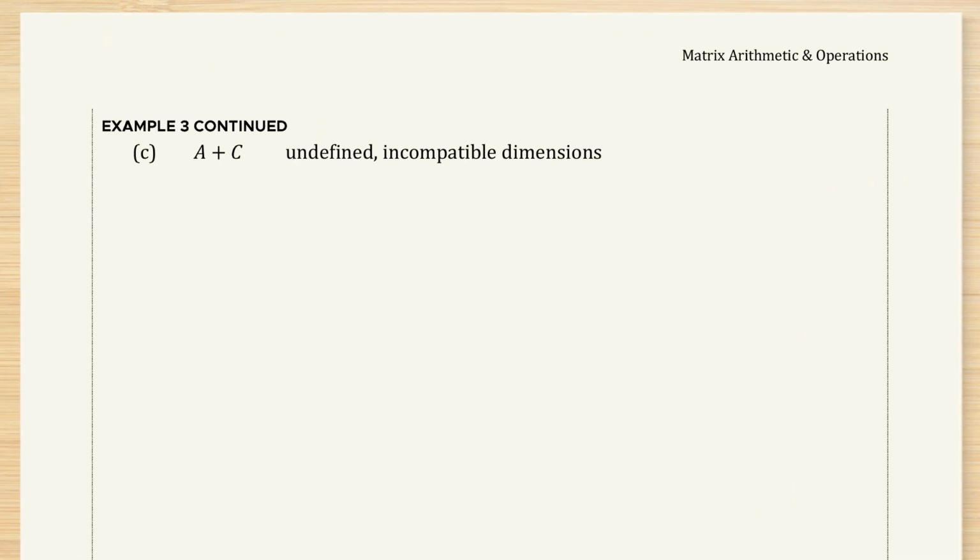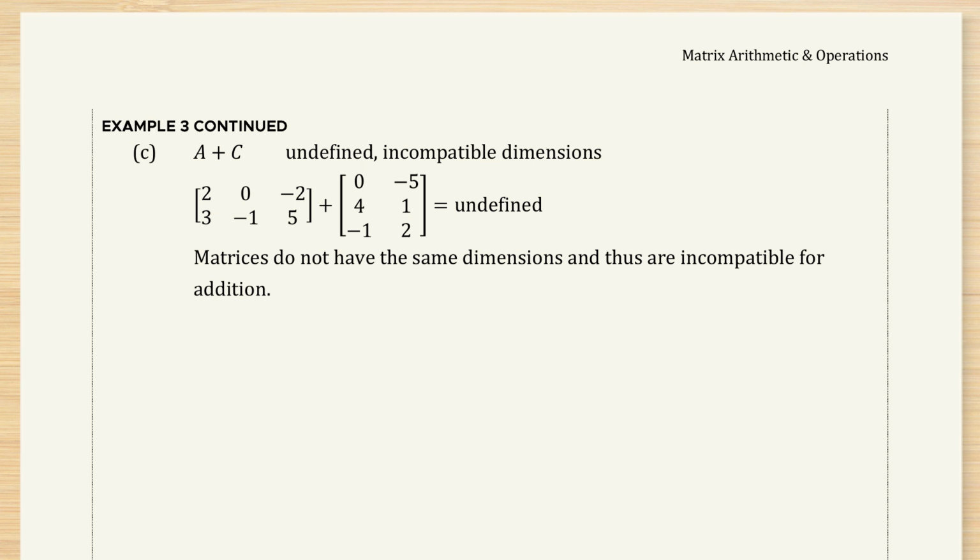A plus C is undefined because we can't add element by element. We would have too many elements or too few elements. We can just add some of these and see what happens. 2 plus 0 is 2. 0 plus negative 5 is negative 5. Negative 2 plus, we ran out of elements. Since A and C have different dimensions, we cannot add or subtract these two matrices together.